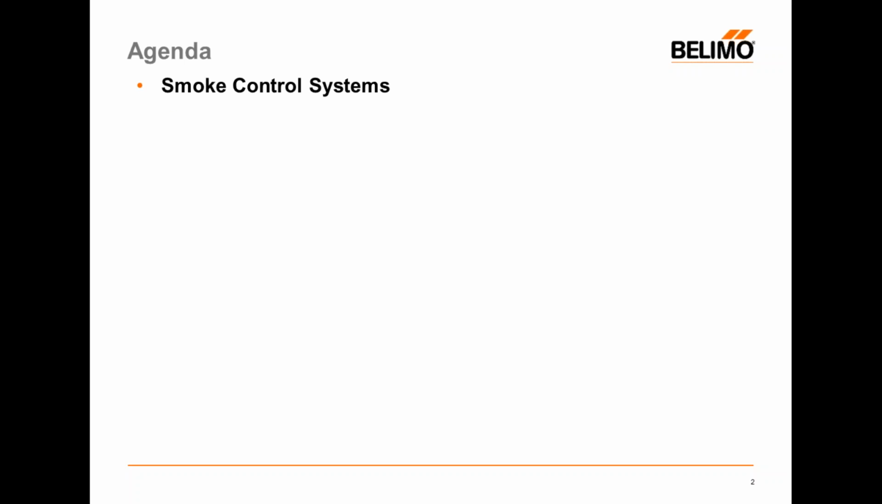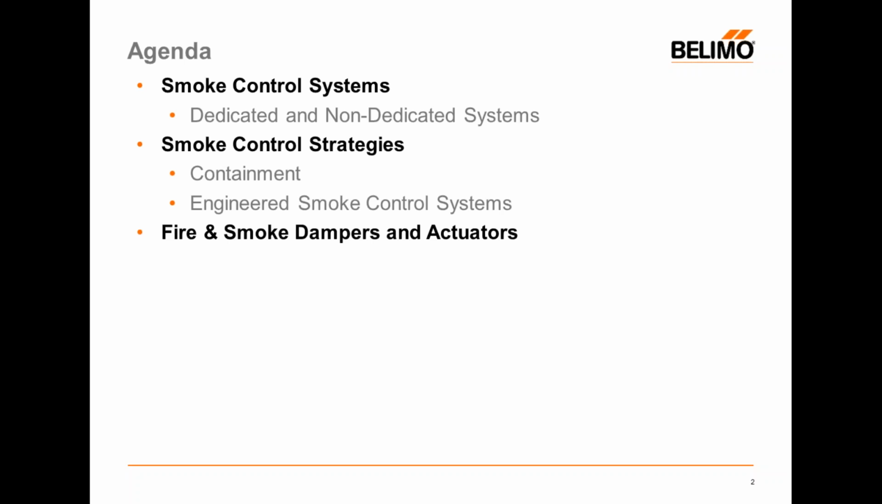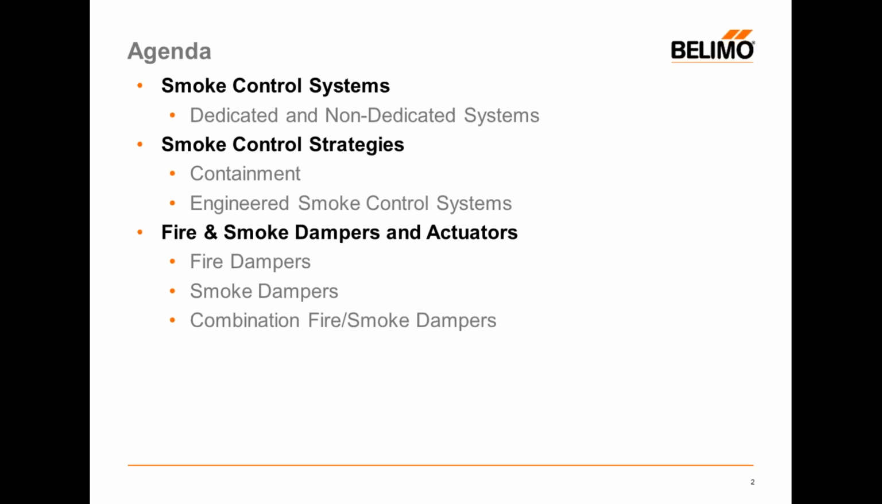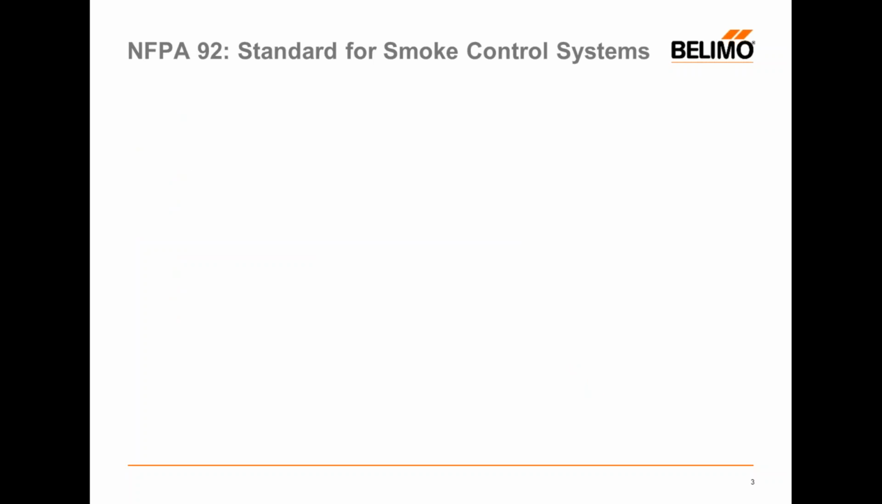Our agenda is going to include smoke control systems. There are two types, dedicated and non-dedicated. The different smoke control strategies, we will include containment, an engineered smoke control system, then the fire smoke damper actuator itself, basically the hardware that opens and closes the damper, fire dampers, which are different than fire smoke combination dampers, smoke dampers, as I referenced, combination fire smoke dampers, application solutions from Belimo, the actuators we provide for fire smoke damper applications, proportional systems, some information on our good friends from Underwriters Laboratories, and retrofit applications as well.